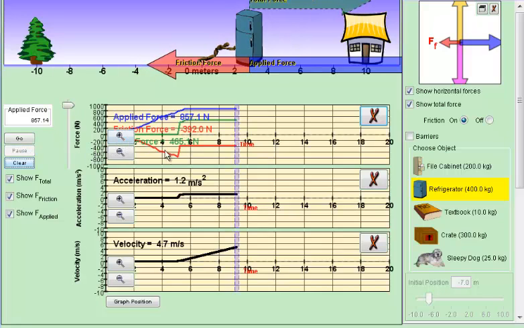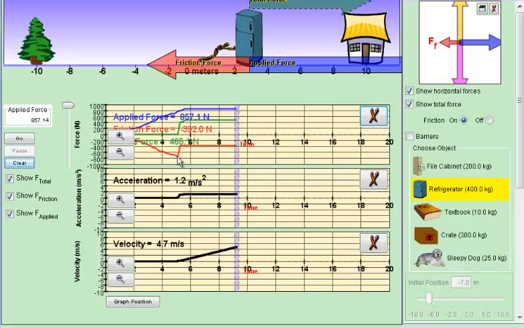Okay, here we can see that as the applied force increased and increased, the friction force always matched it, so that the total force here, shown in green, is 0, giving 0 acceleration. But right at this instant of time, which is roughly about 5 seconds, the applied force reached the maximum static friction force, and just as the applied force exceeded that maximum value, the crate started moving, or the refrigerator started moving.